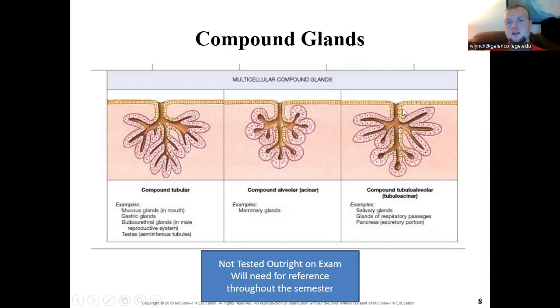And finally, we have a tubuloalveolar. Right? So this is a combination of tubule shape with an alveolar bulging or bulb at the end. So we find these in salivary areas as well as in respiratory passages and some in the excretory portion of the pancreas, which secretes digestive enzymes.